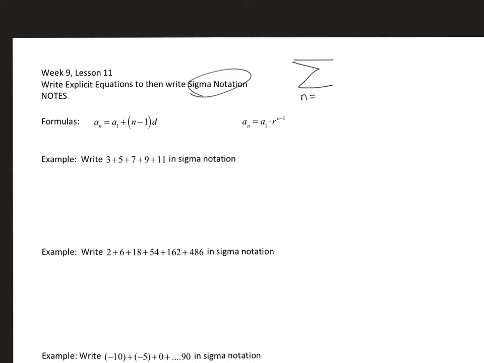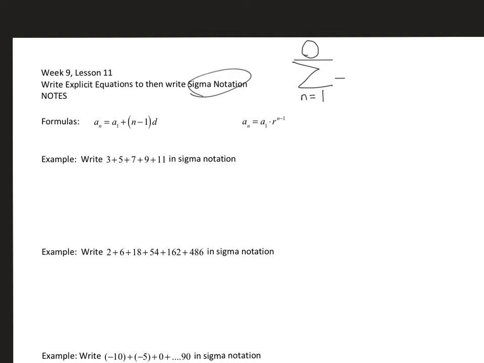Just to make this easy, we're always going to start this at 1. It doesn't have to always be 1, but this is sort of an introduction into sigma notation. So for our lesson, it's going to be a 1. The top number lets you know how many numbers there are in your series. Some of these you can tell just by counting, but for other ones you're going to have to figure out how many numbers there are in that series.